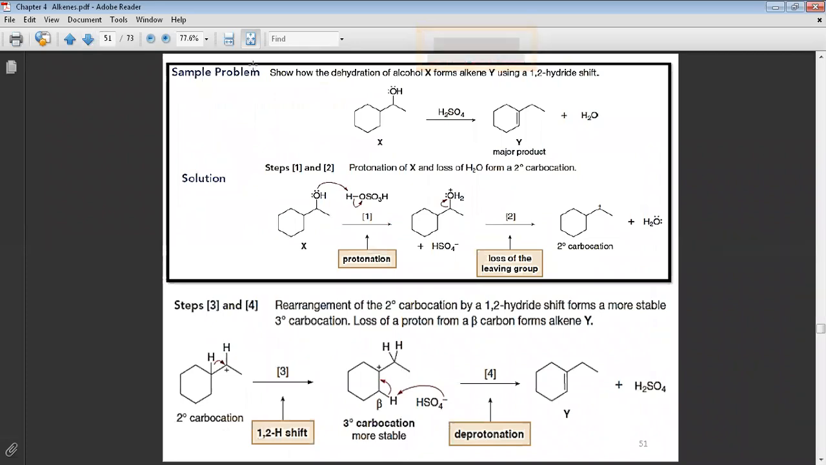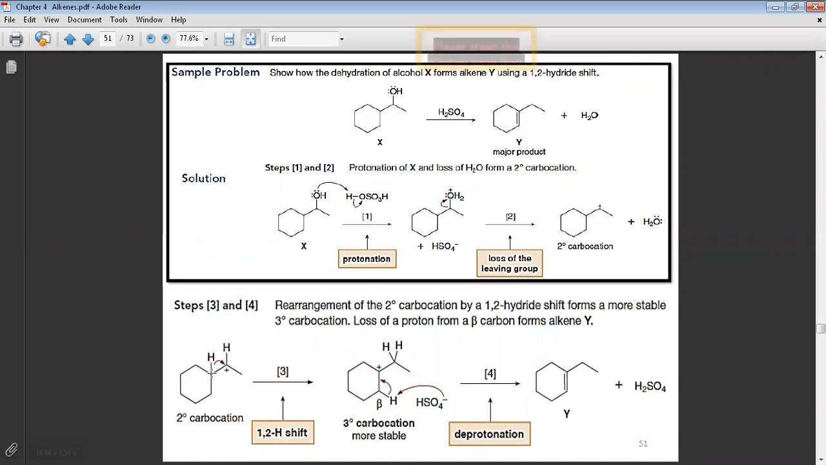And this is homework for you. Show how dehydration of alcohol works: alcohol and acid give dehydration. He said a 1,2 hydride shift will happen. Protonation gives a carbocation. Now we have rearrangement here. This secondary carbocation may become a tertiary carbocation. How? By a 1,2 hydride shift.